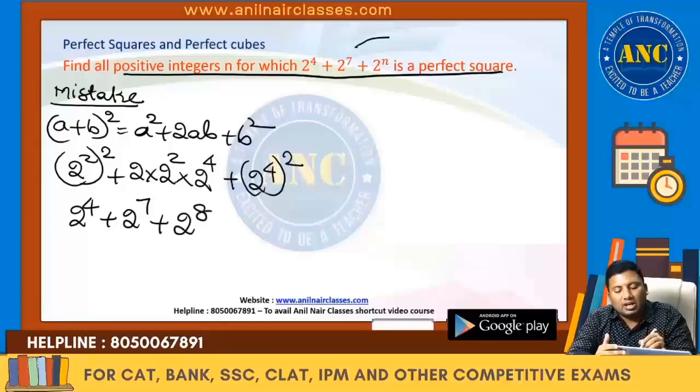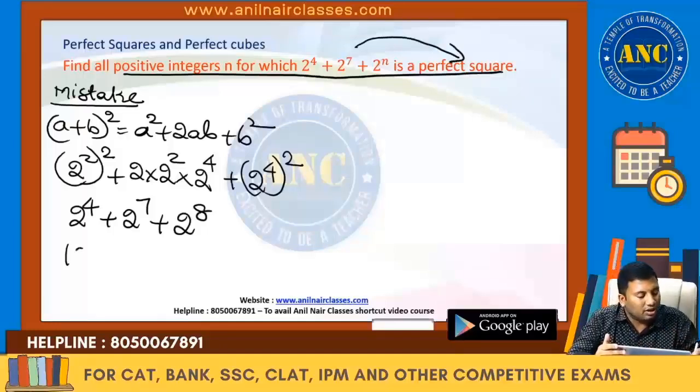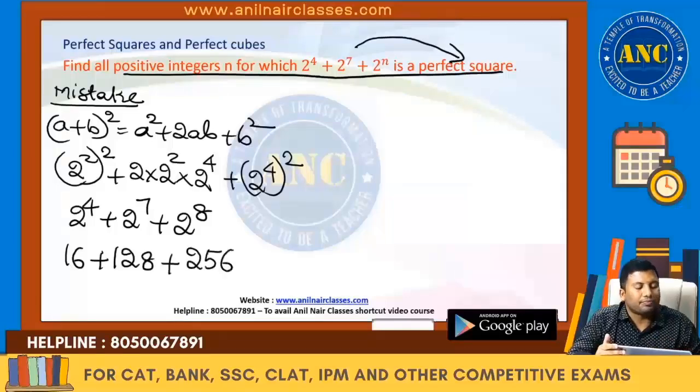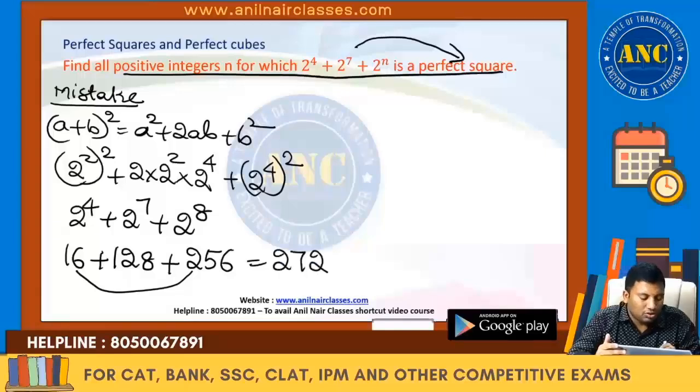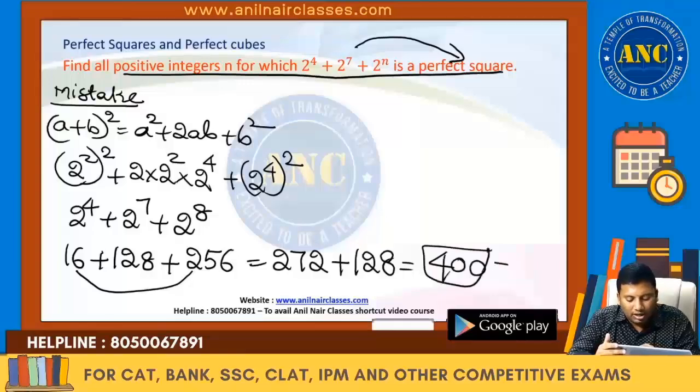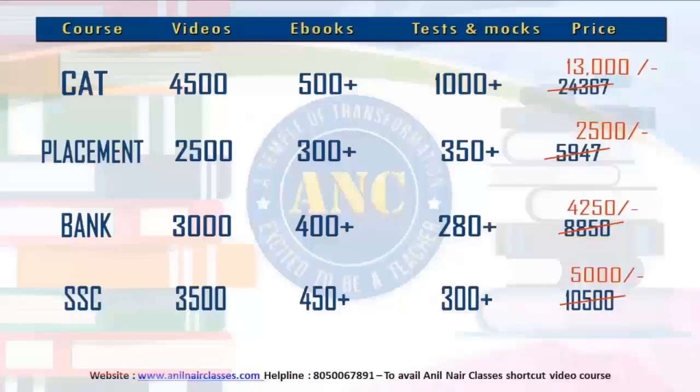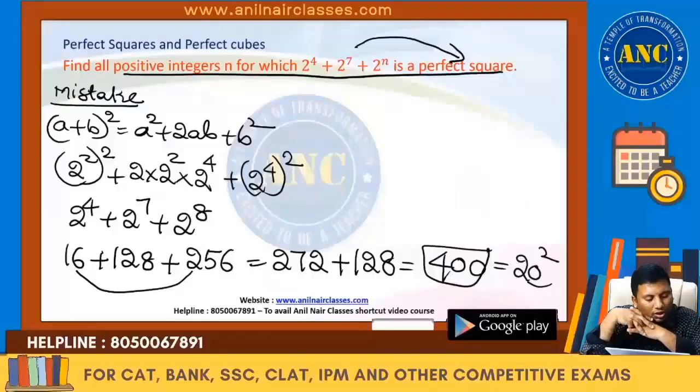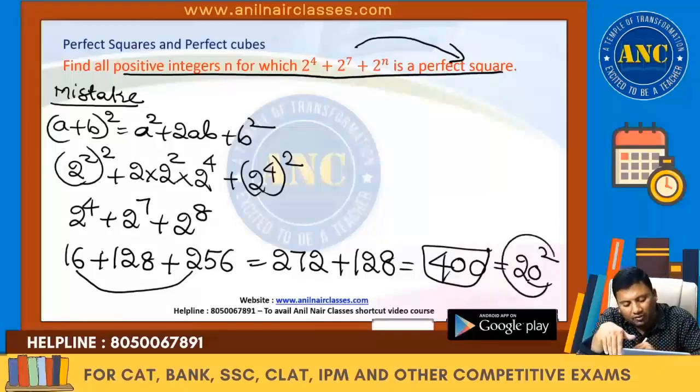Please check whether this number is giving you a perfect square. Check it out. 16 plus 128 plus 256. 256 plus 16 is 272. 272 plus 128, which is 400. 400 is nothing but 20 square. Are you with me? So 2 power 4 is 16 plus 128 plus 256. 256 plus 16, it is 272 plus 128, 400, 20 square.